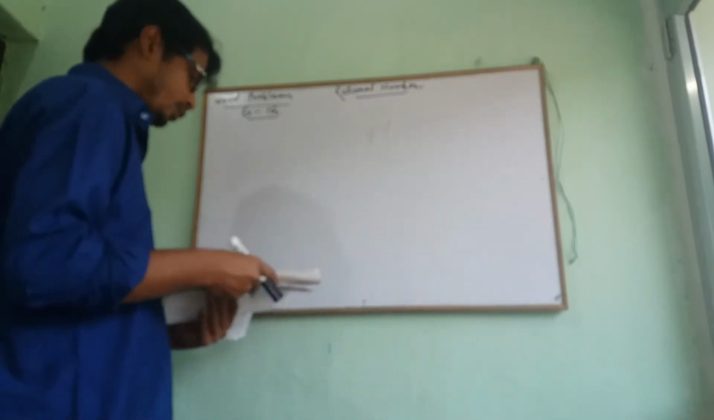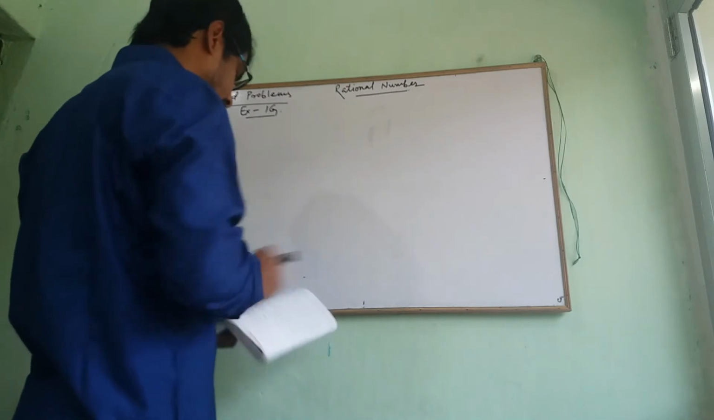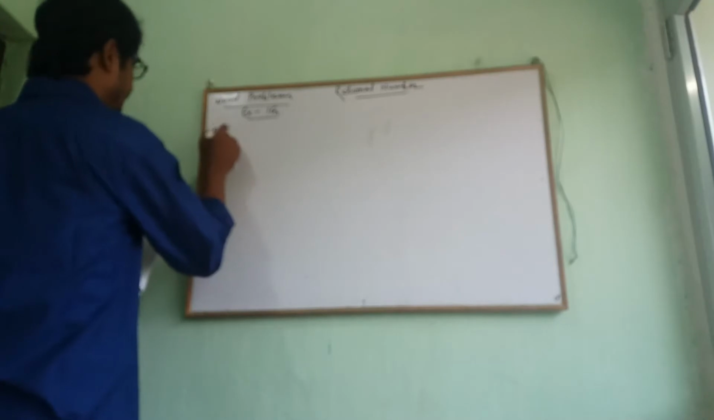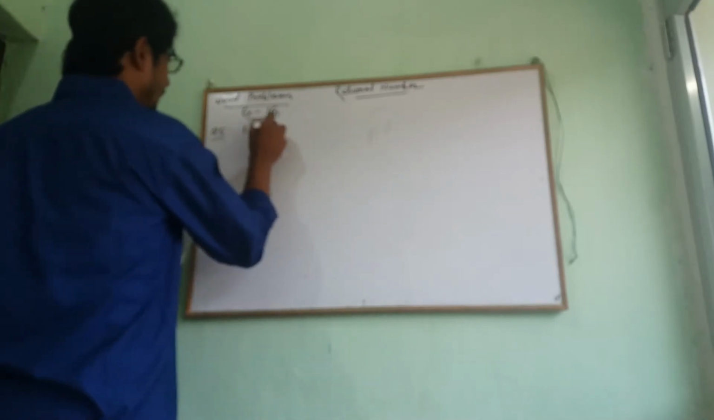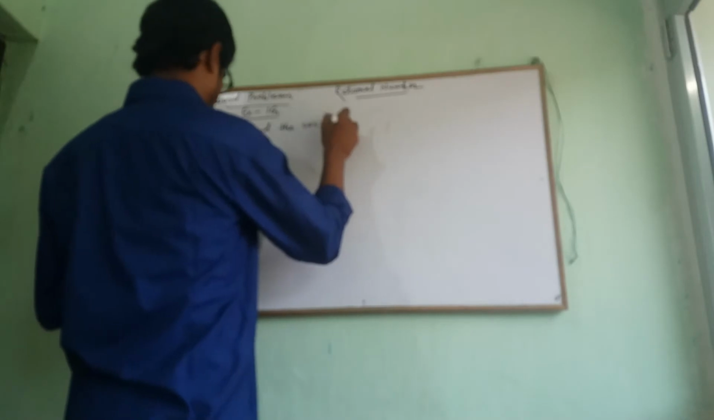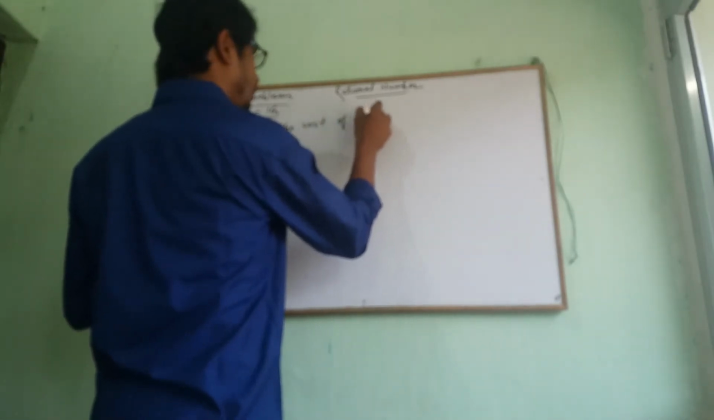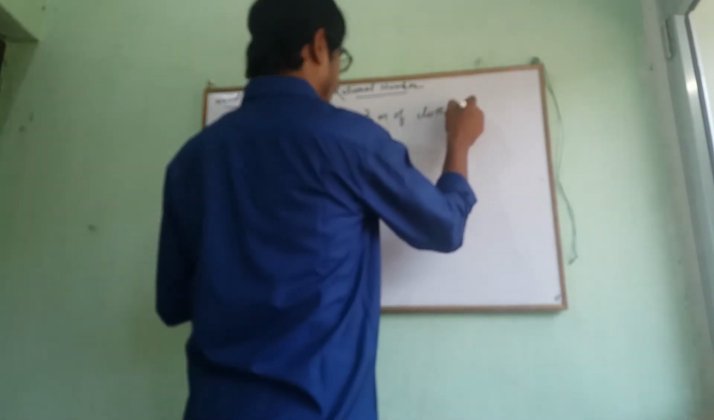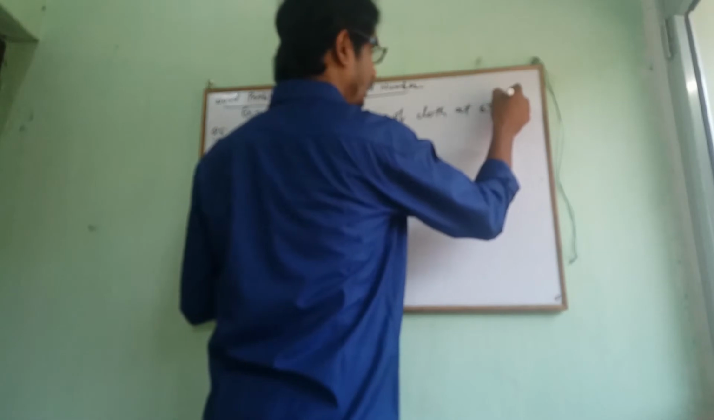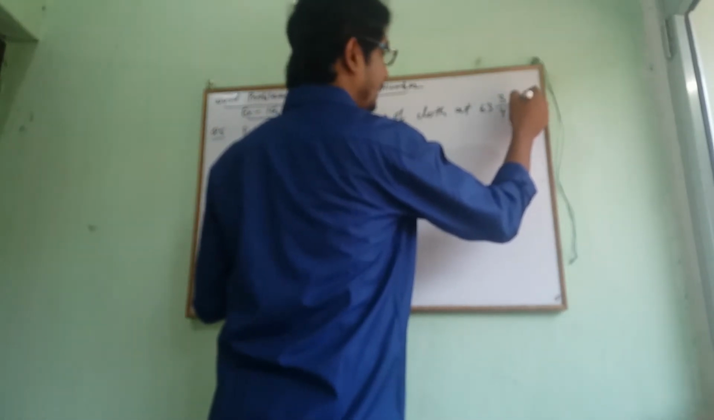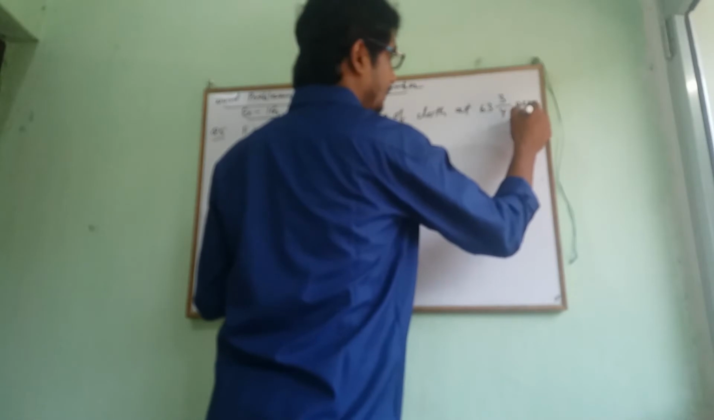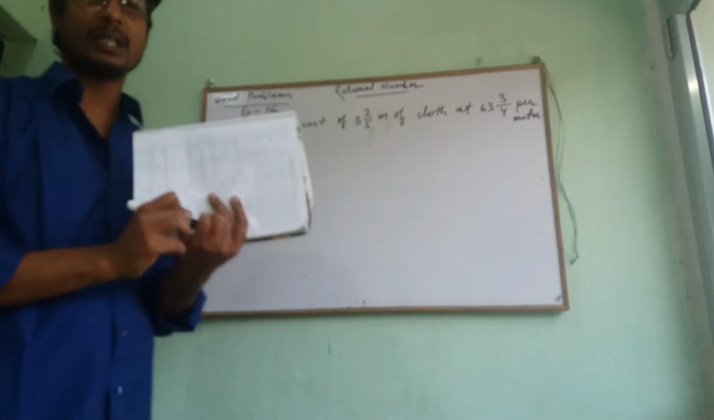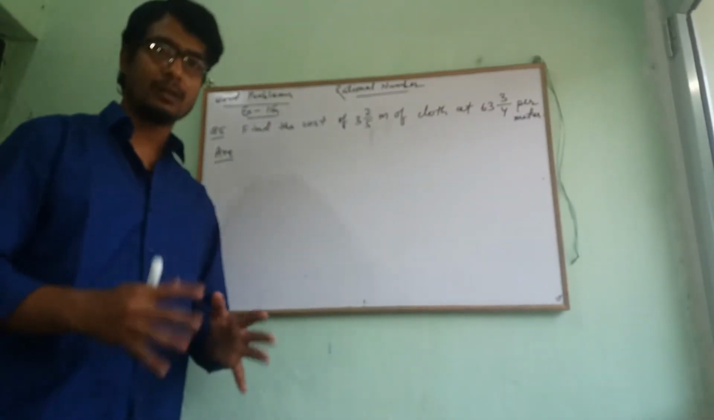Let's solve the next question, that is question number 5. Find the cost of 3 whole 2 by 5 meter of cloth at 63 whole 3 by 4 per meter. So let's see how we will solve this question. First, understand the basic concept behind it.